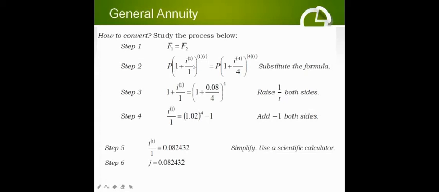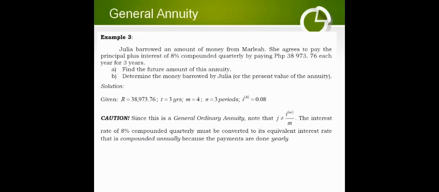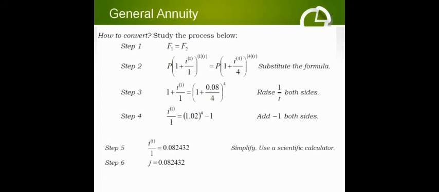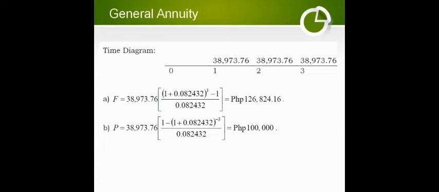Pag 1 year, ito annually ito. And then, yung gusto mong payment is compounded quarterly. So, kaya nagiging 4 dito yung sa T natin. So, ganun lang po. And then, general annuity time diagram.